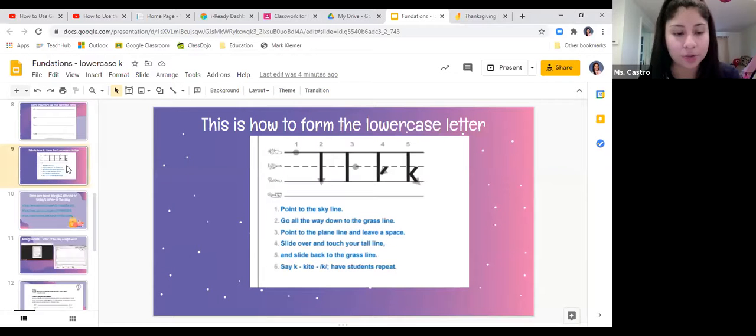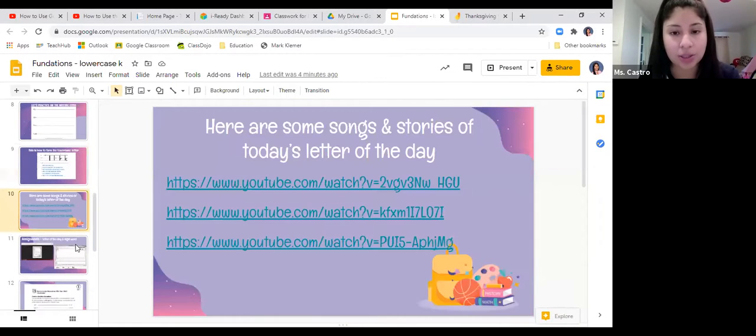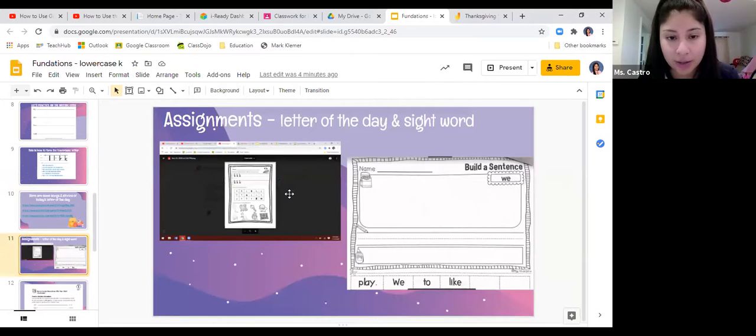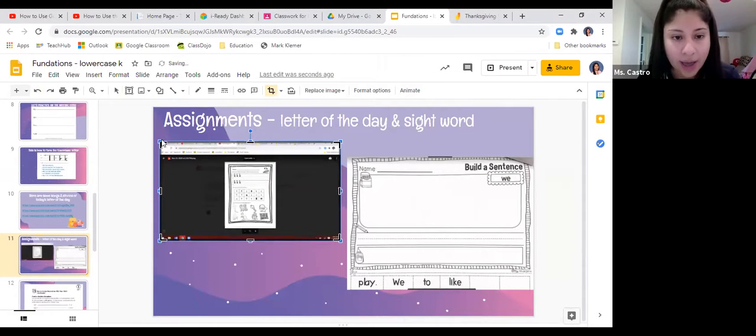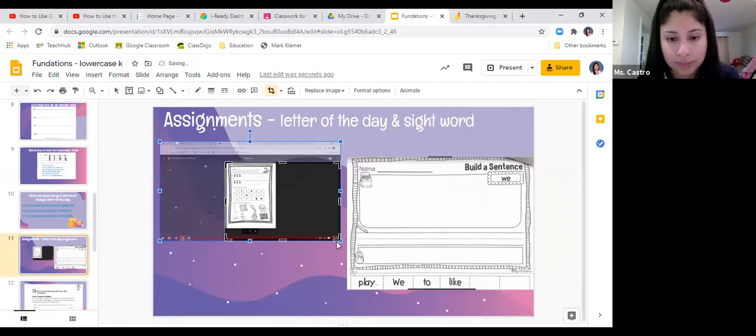All right. So I showed you how to form the lowercase k. Here you have on the next slide, songs and stories of today's letter of the day. Oh, I forgot to crop this too. Let me quickly crop it. Okay, so I'm showing you today's work, which is the lowercase k and the sight word of the day. And then we're gonna do something fun together right now.